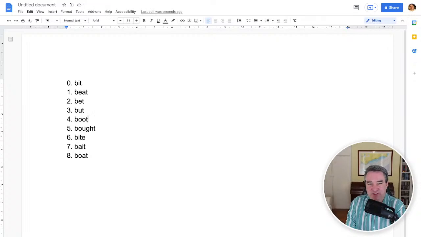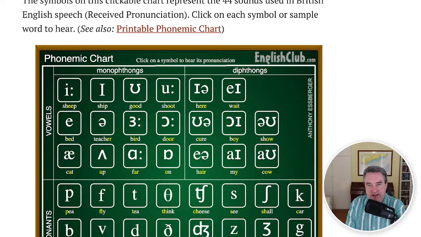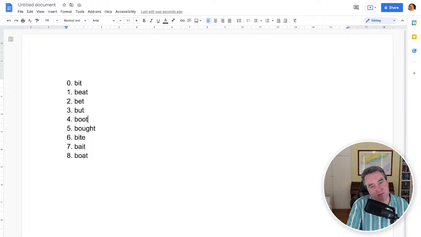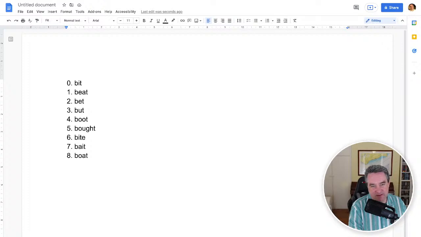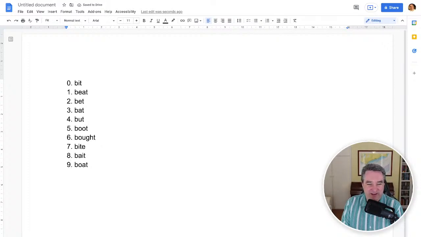Okay, I need to go back to my phonemic chart and work out. Oh, is it the S sound? Yeah, bit, beat, bet, but, boot. So we got the E, the I, bit, beat, bet, or bat. That's what I'm missing. The A sound. Bit, beat, bet, bat. Anyway, you get the idea. So we end up having bat, etc. And let me renumber these. And so we have 10 words. We'll get there in the end.